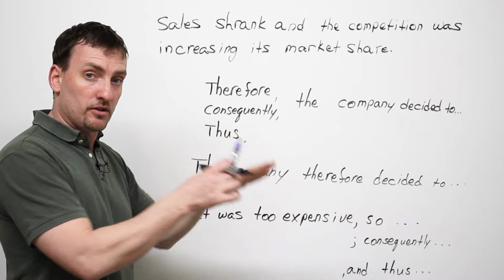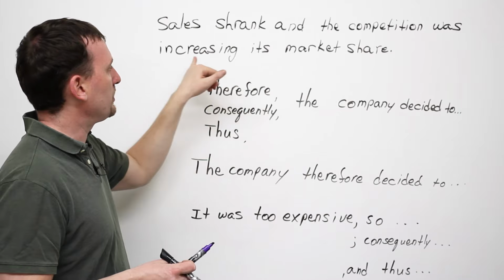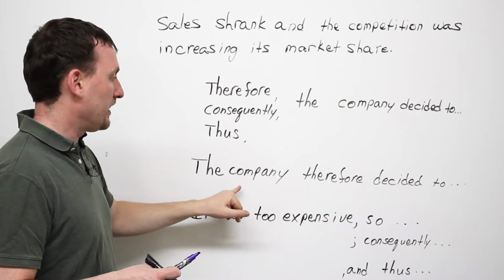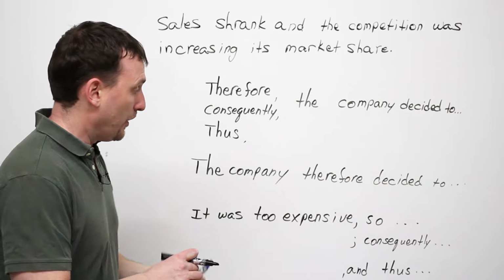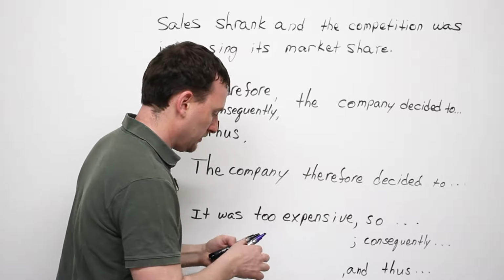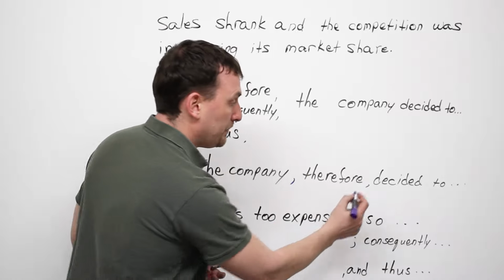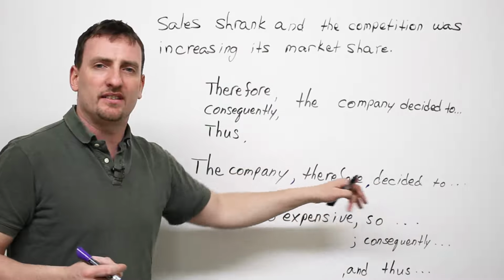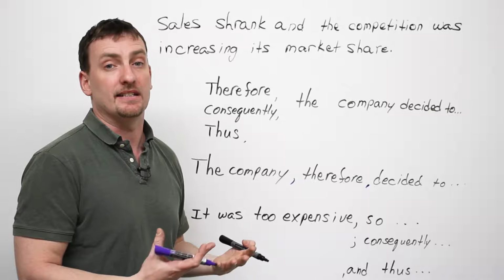That's one way. You can also do it mid-sentence. Again, sales shrank and the competition was increasing its market share. The company therefore decided to invest. Now, you could put, actually I'll do it in purple, you could put commas here, okay? And many people do that. The only difference between with commas and without commas is pace.